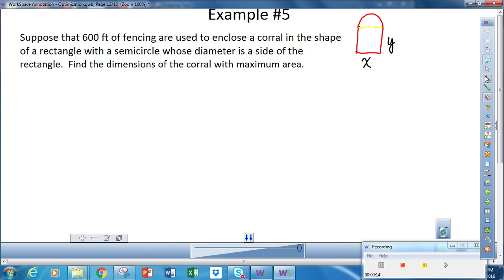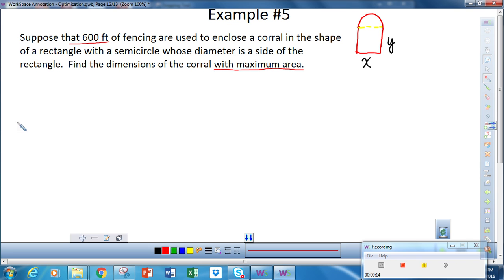Alrighty. So let's start by finding, let's see what they want. We're given 600 feet of fencing, and we're going to enclose a corral in the shape of a rectangle with a semicircle at the top. And they want us to find the dimensions of the corral to have the maximum area.